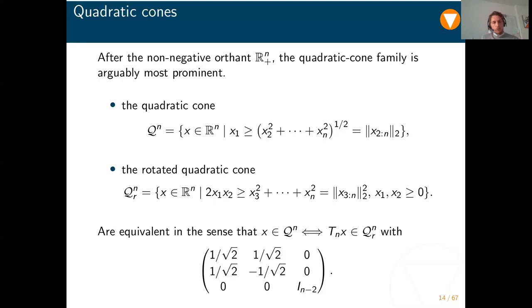You might also wonder, why do we study both and not just one? Because that might be less work. That is true in some sense, but also from the more practical point of view, we will see that there are many modeling applications where the rotated quadratic cone is somehow more direct. That's why usually when you do conic optimization, you see both of these cones, although they are equivalent in theory.